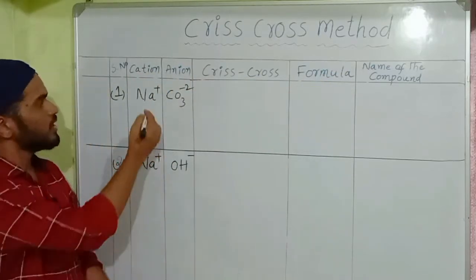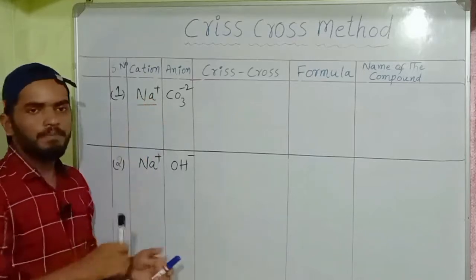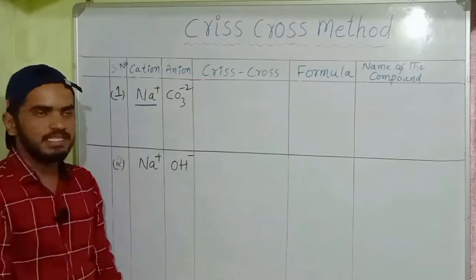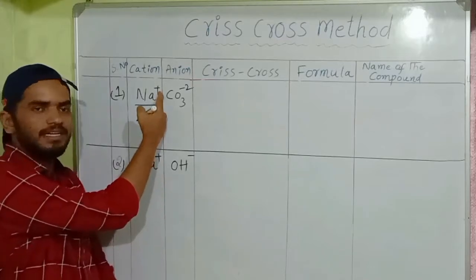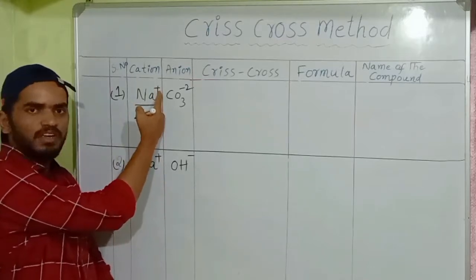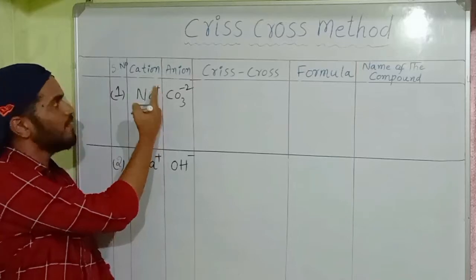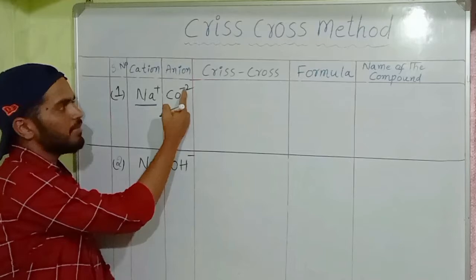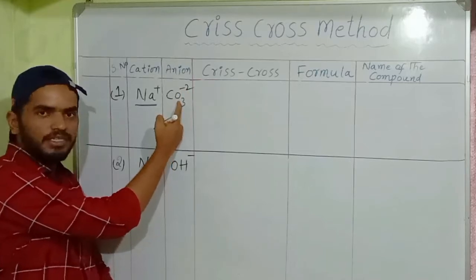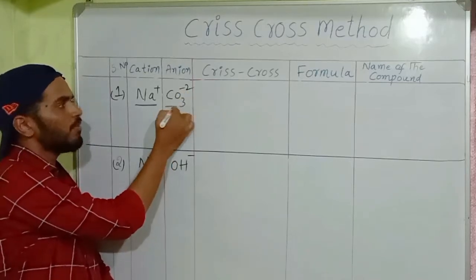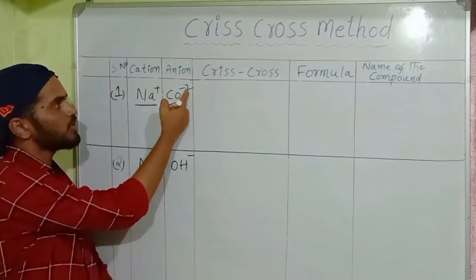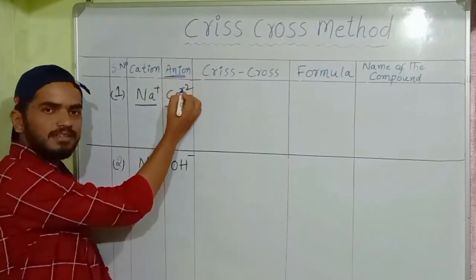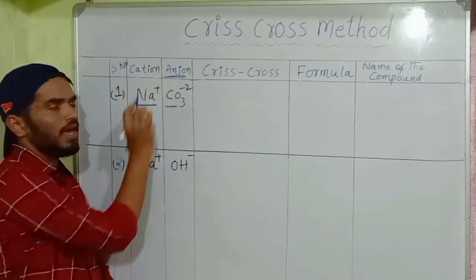First, the cation given is Na plus. Observe here, Na plus. Plus indicates positive. If there is a positive charge, then that is a cation. Carbonate is CO3 -2, and its valency is -2. Remember, this is very important. If there is a negative sign, the valence is negative, and that is an anion.